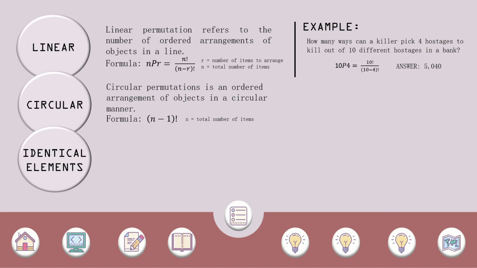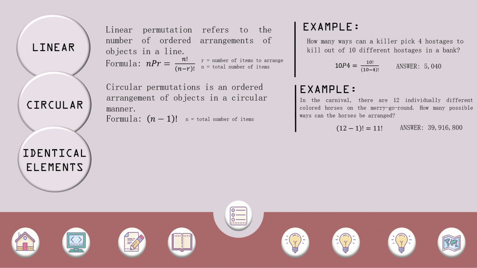Next, we have the circular permutation. It is an ordered arrangement of objects in a circular manner. The formula is n minus 1 factorial, where n is the total number of items. For example, in a carnival, there are 12 individually different colored horses on the merry-go-round. How many possible ways can the horses be arranged? The solution should be 12 minus 1, which is equal to 11 factorial. The answer will be 39,916,800.